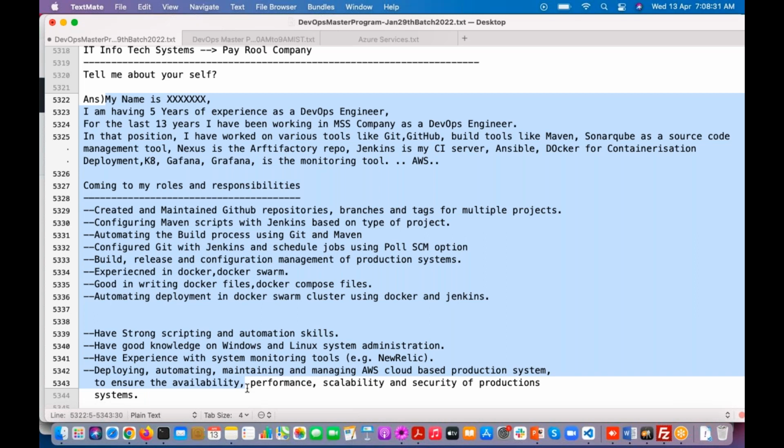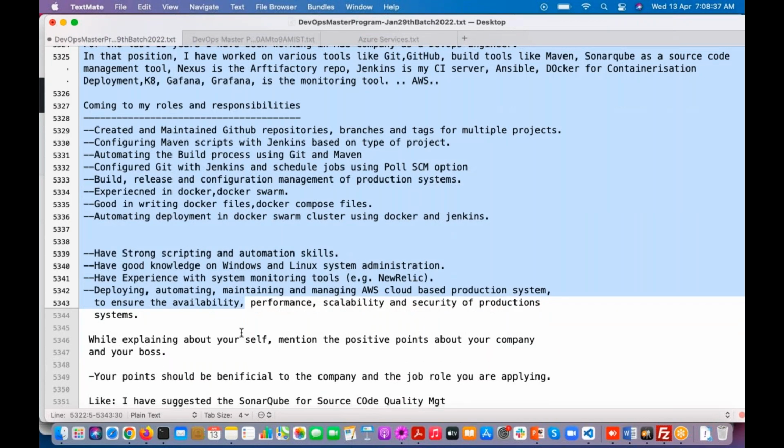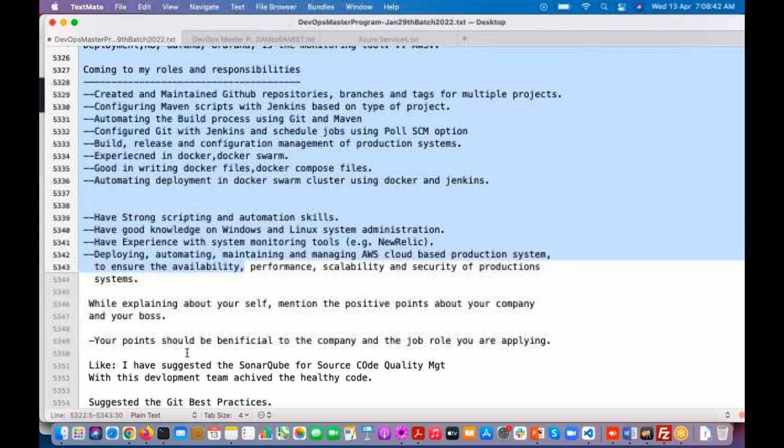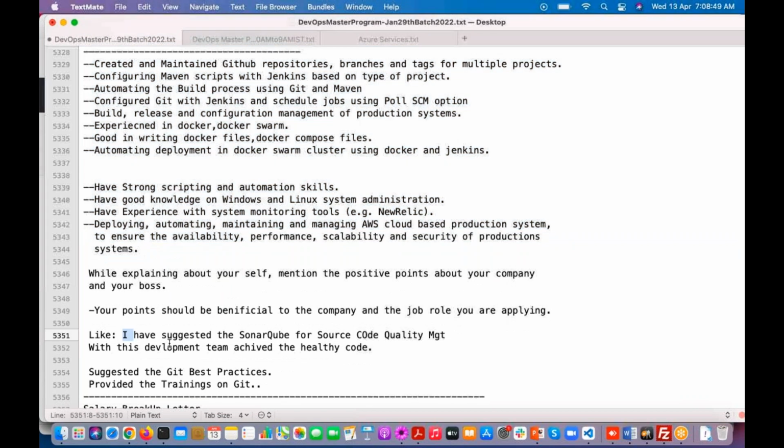Don't memorize it by heart. You have to tell them freely. While explaining about yourself, mention the positive points about your company and your boss. Your points should be beneficial to the company and the job role you are applying for. I have mentioned this many times.